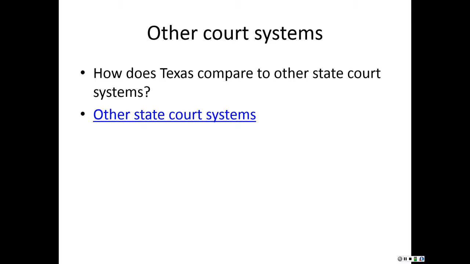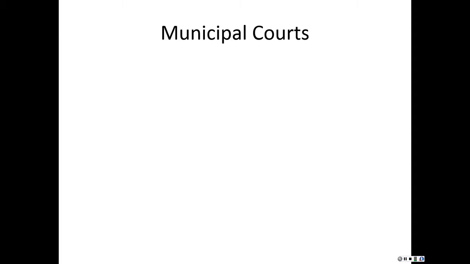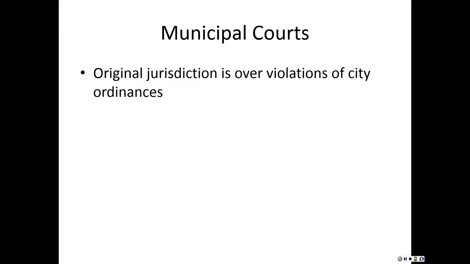I've included a link so you can see how other states have their court system set up, but we're going to start talking about these. I'm going to start by talking about the local courts. The lowest level of court, that lowest level in the chart, had 2 courts on it. One court is the municipal court, or the city court. So they have original jurisdiction over violations of city ordinances. So they are the first one to hear a case regarding a violation of city law.